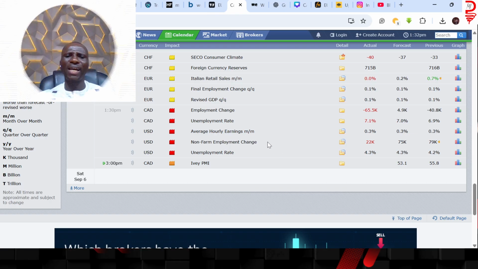This has nothing to do with whether you are smart or you are not smart, whether you are brainy or not, whether you are very intelligent. It has nothing to do with your intelligence. You don't even need to worry yourself about the outcome. This is why a lot of people struggle in the forex market.